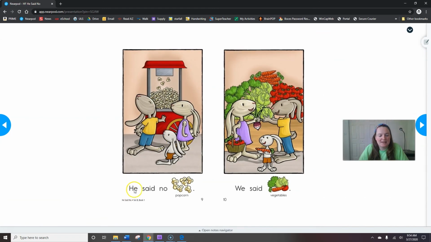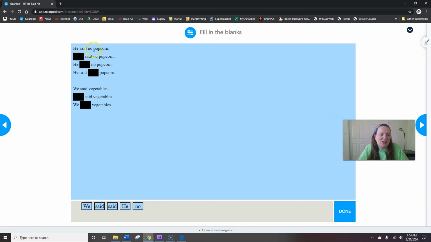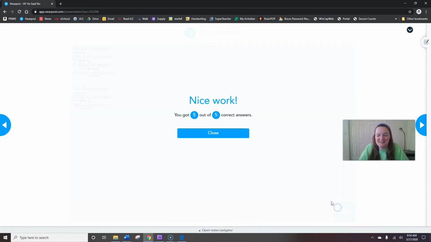Next. He said no popcorn. We said vegetables. Finally, the baby bunny gets something that he wants. Ready? He said no popcorn. That's my first sentence. Can you recreate it three times? If you did it, you would have he said no popcorn. The last one, we said vegetables. So my first one is we. And then what comes after we? I hope you said said, because that's what comes next if I put it in the exact right place. We said vegetables. We're done.